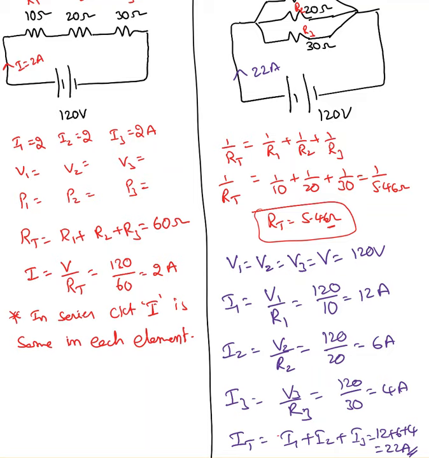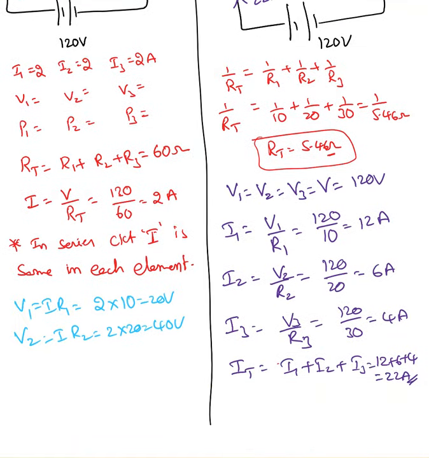Now we have V1, V2, V3, I1, I2, I3. Here, I didn't find V1, V2, V3 yet. So in this case, V1 is the voltage drop across R1, I times R1, which is 2 times 10, that is 20 volts. V2 is I times R2, 2 times 20, that is 40 volts. And V3 equal to I times R3, 2 times 30, that is 60 volts. Okay, so those are V1, V2, V3.